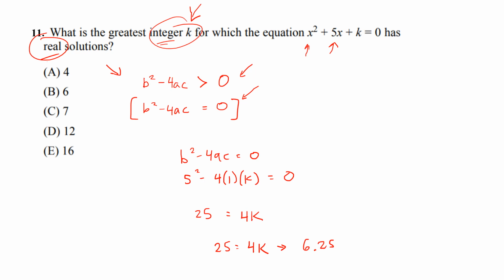However, we keep going greater than this. Say we did 7. If you plugged 7 in here, 5 squared minus 28, since 4 times 7 is 28, would give you a negative number. That would not give us a real solution. That falls into this other category of b squared minus 4ac is less than 0. So that's not good. We need the closest integer when we round down this number, and just by looking at the answer choices, we know that is choice B.